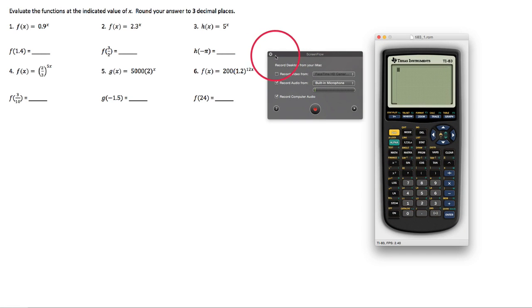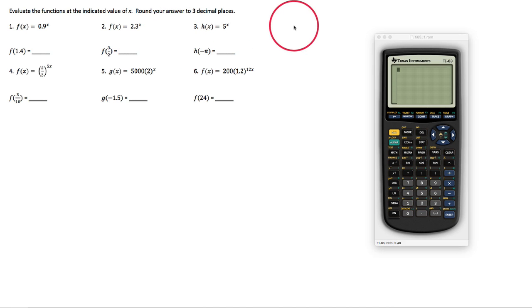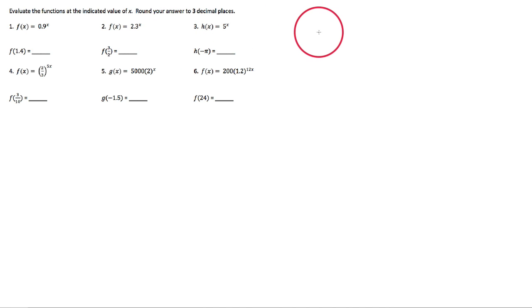Okay guys, in this video I just want to take a quick look at how we can use our calculator to evaluate exponential functions at given x values. And so let's just really quickly recall what we mean by an exponential function: it is any function of the form y equals, and in your notes I wrote a to the x.